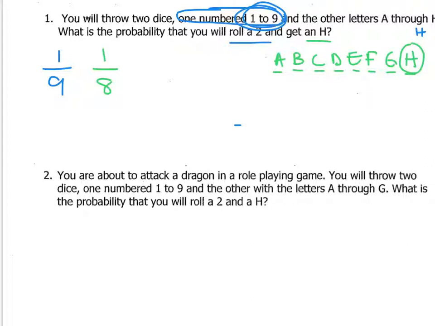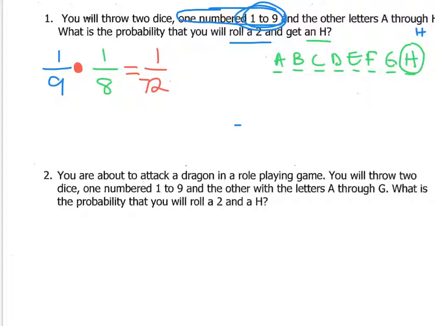So what we do for compound events is we take those two separate events and you multiply their probabilities. So the probability of the first event is 1 out of 9, and the probability of the second event is 1 out of 8. So if we multiply these two, and you multiply fractions straight across, you get 1 over 9 times 8, which is 72. So the probability of that happening is 1 out of 72.